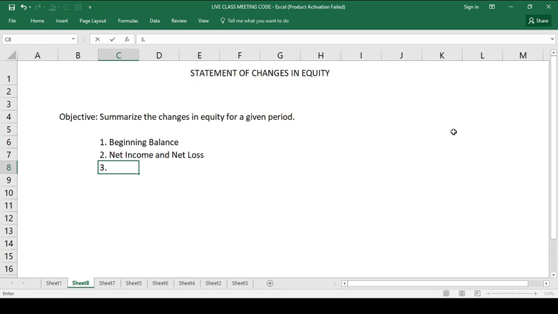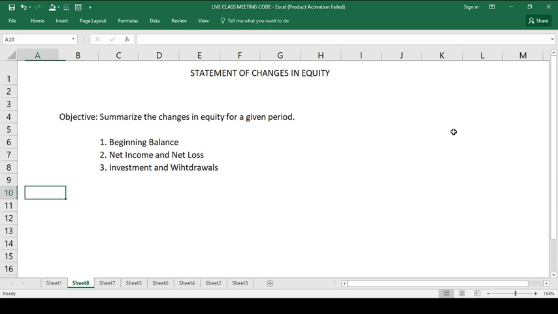The third is what we call investments, additional investments, and the withdrawals, if there are withdrawals made. Because additional investments will also affect the change in the equity section of the balance sheet, including the withdrawals made throughout the given period. So if these three are identified, we are able to prepare the statement of changes in equity.